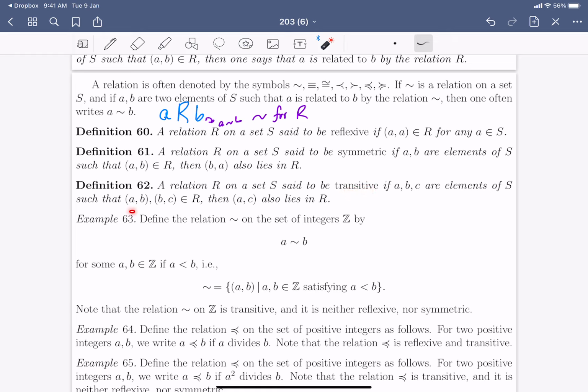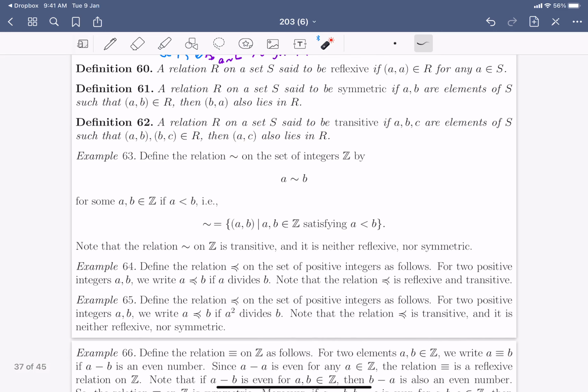And it is said to be transitive whenever tuples of the form (A, B) and (B, C) lie inside R, and in such a situation it happens that (A, C) also lies inside R. Note that whenever this holds, this has to hold. I'm not saying that for some A, B, C all these conditions will hold. No. Pick any three A, B, C, whichever you want. If you see that this is valid, then this has to be valid.